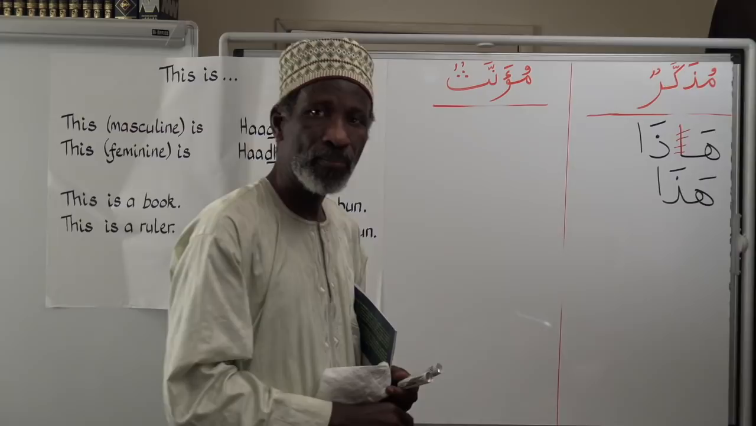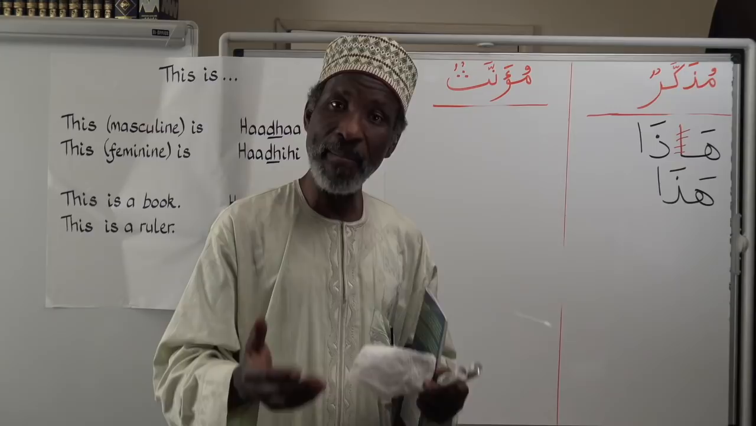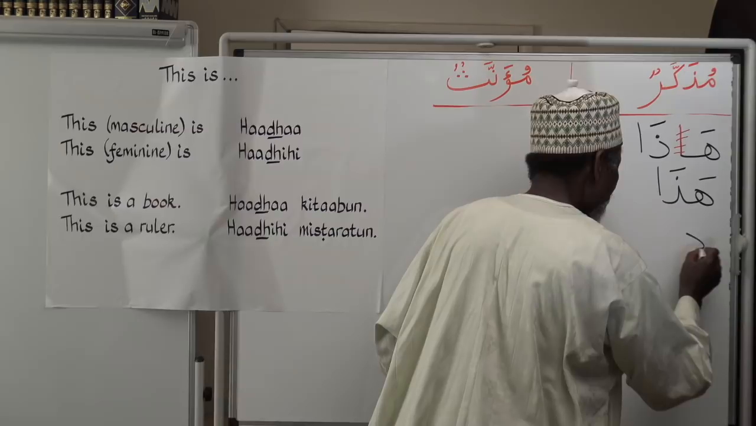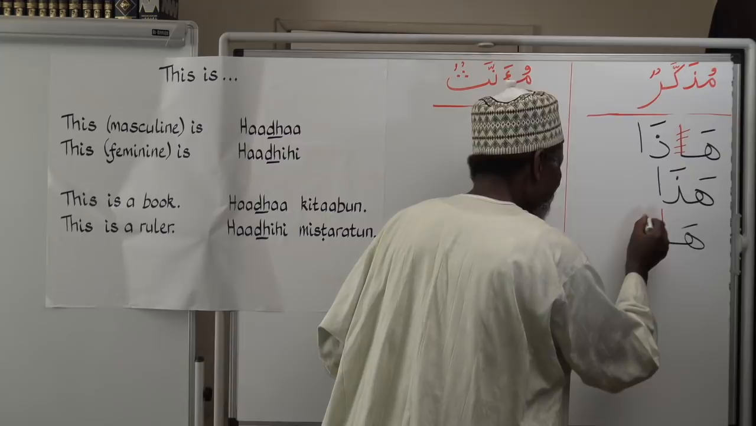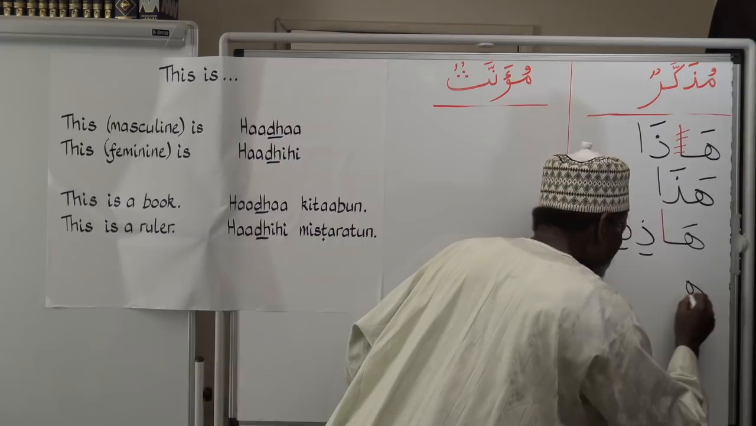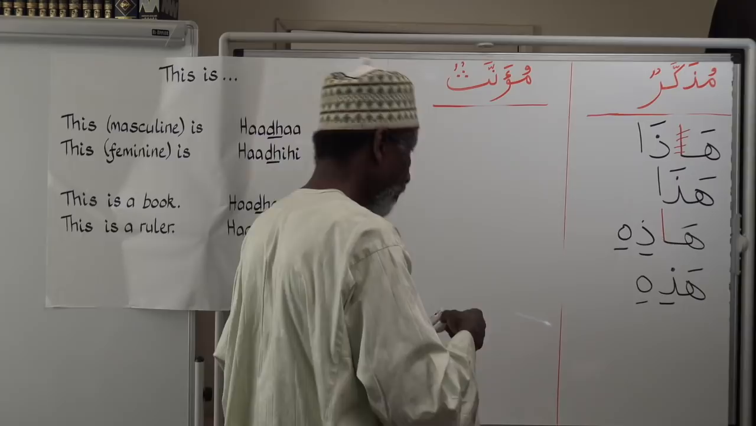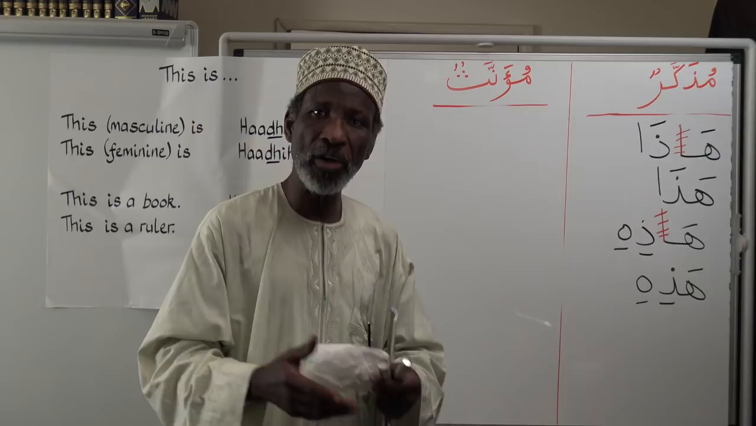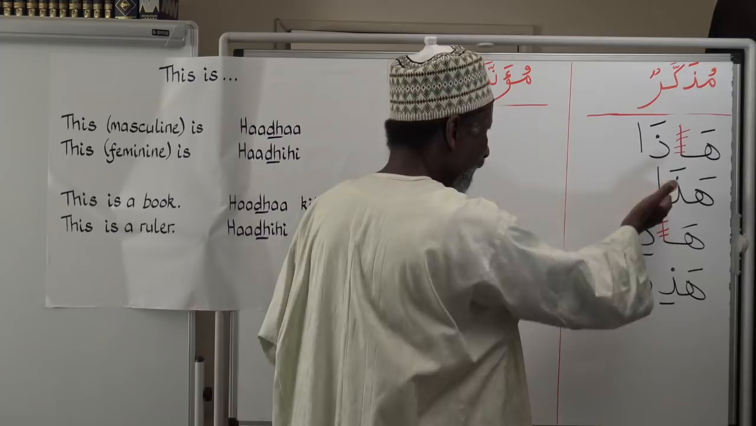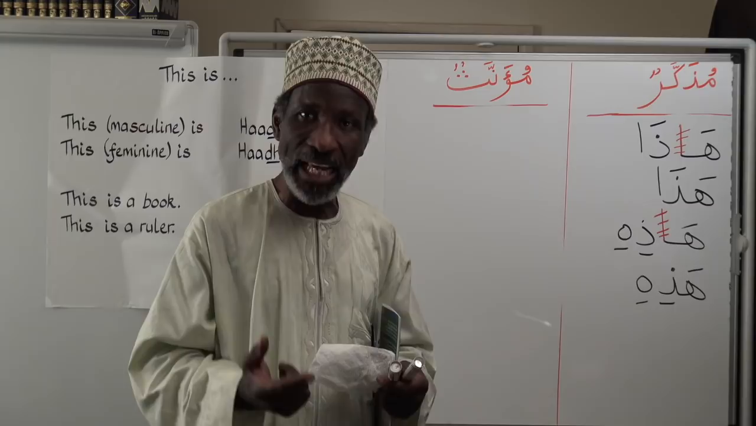Equally, when you want to say "this is" referring to a feminine singular noun, you do the same thing. You say ha. In your pronunciation there will be lengthening, but when we write it down, we're going to omit that. So haadhihi. Again, let's cross out that alif. So if this is pointing to a masculine singular noun, we say haadhaa. If you are pointing to a singular feminine noun, you say haadhihi.